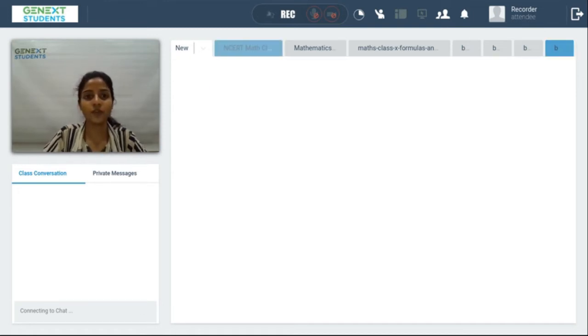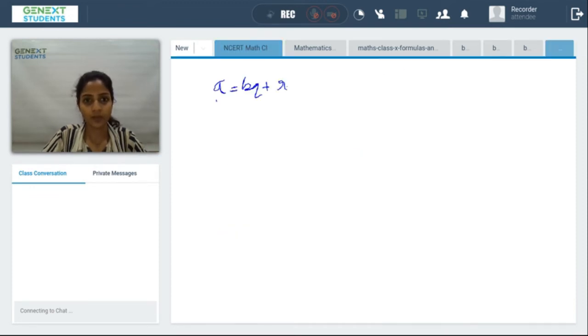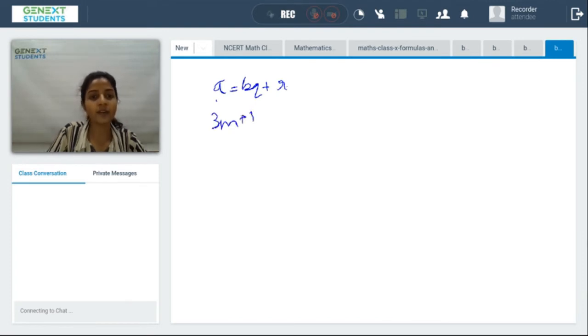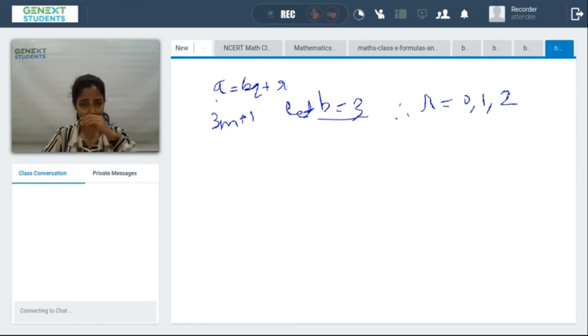Okay. So, yahan pe, this question we had 3m or 3m plus 1. So, we take 3m plus 1. Here we have b as 3. Okay, now we consider let b equals 3. Therefore, r will be what? r will be 0, 1, 2. Okay? So basically what we are understanding is that when the value of b will be 3 or 6, how many values do we get for r? We get 3 values and the last number is n minus 1.